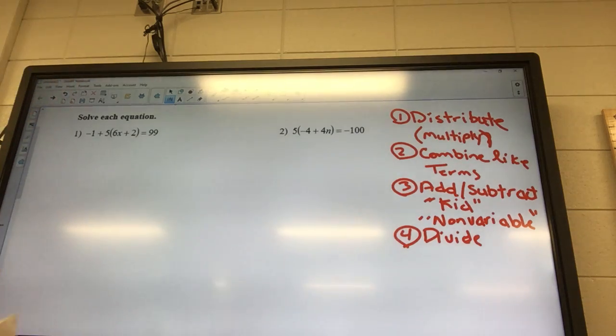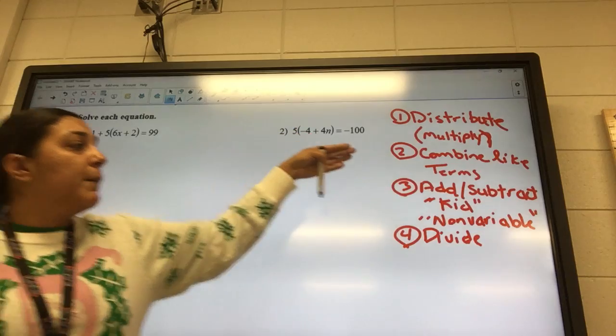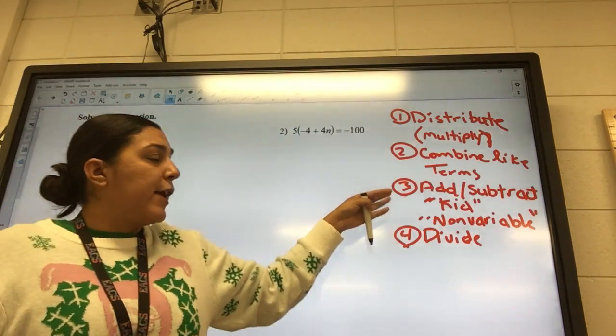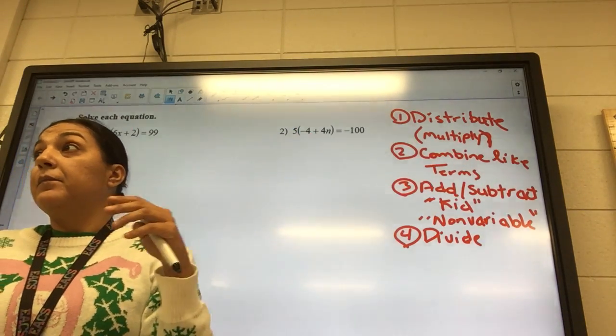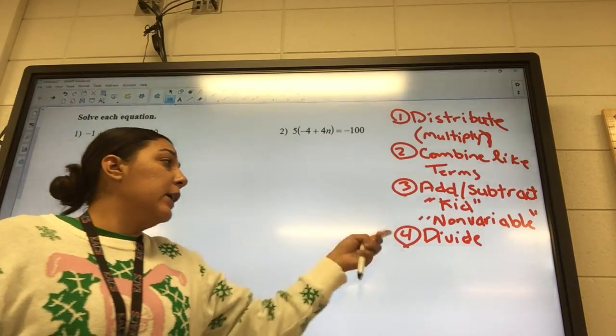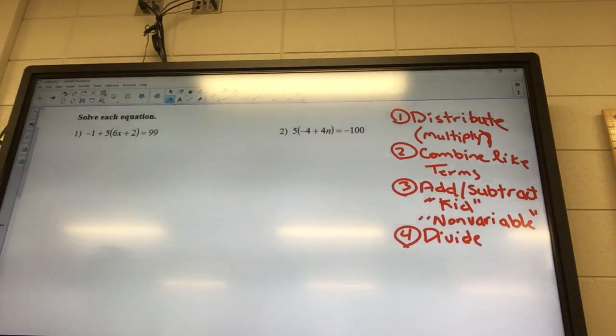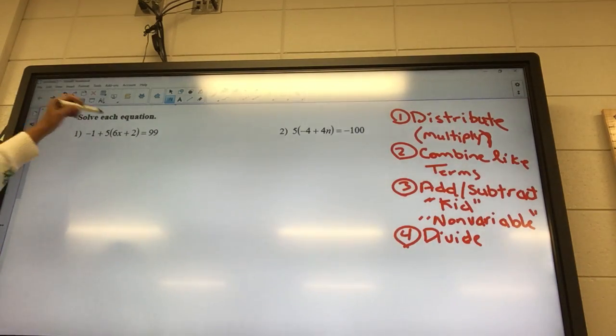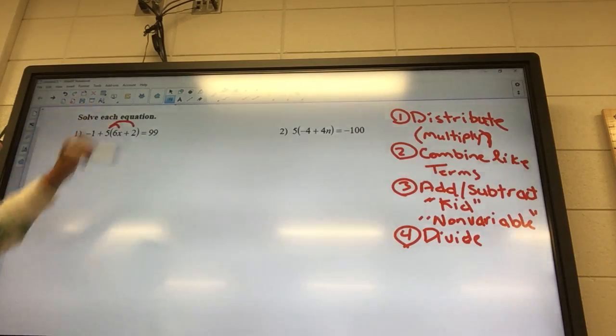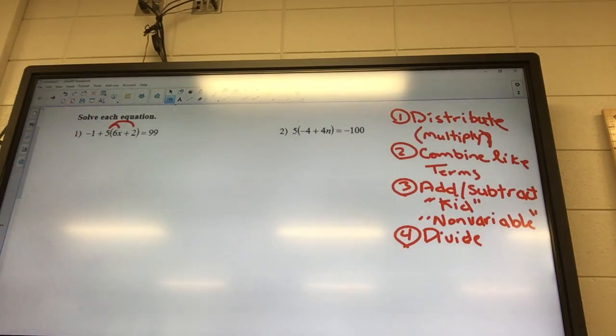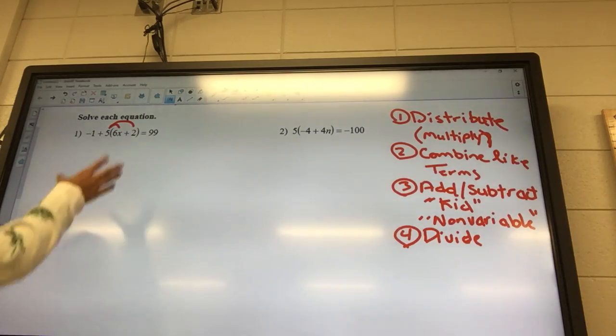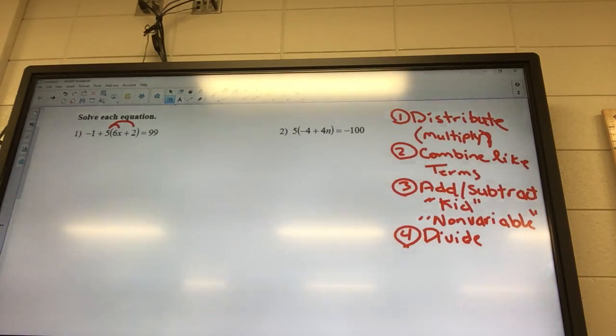To my camera. Okay, so our first step always is going to be distribute, then combine like terms, add or subtract the kid or the thing without the variable, and then divide. Same thing over here. We're going to distribute, and you always just distribute what is directly in front of it first. So we don't combine this 1 and 5 and stuff first.